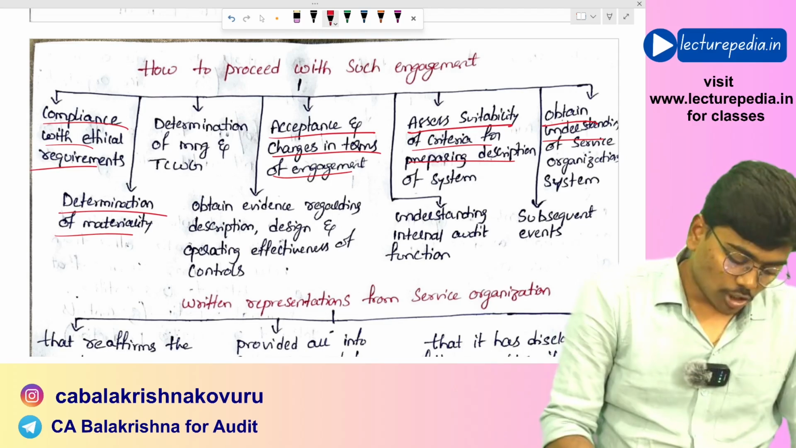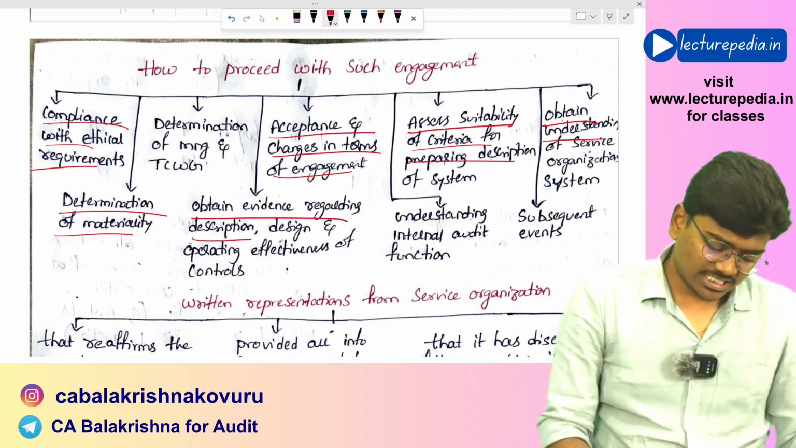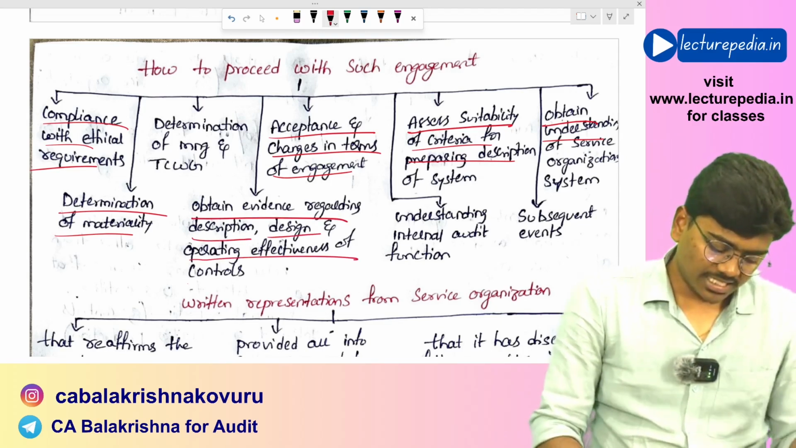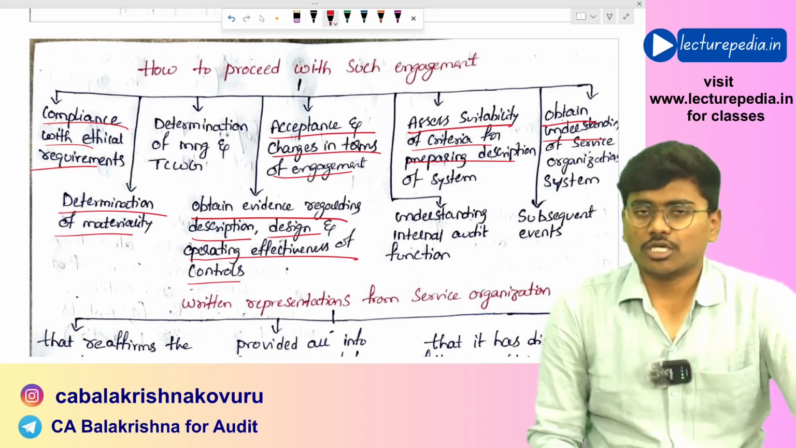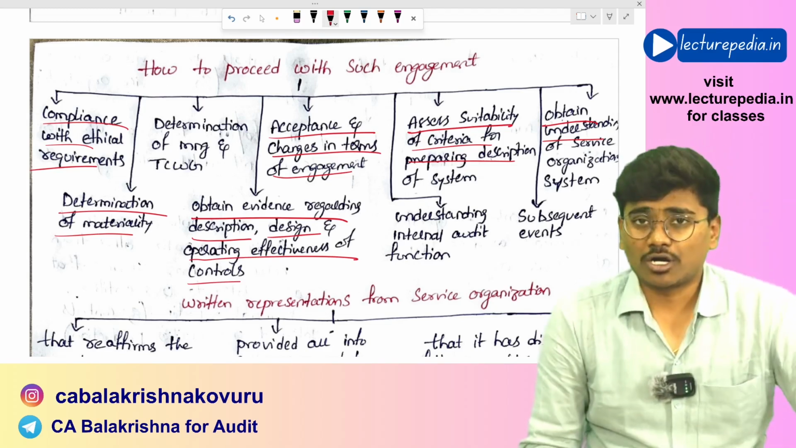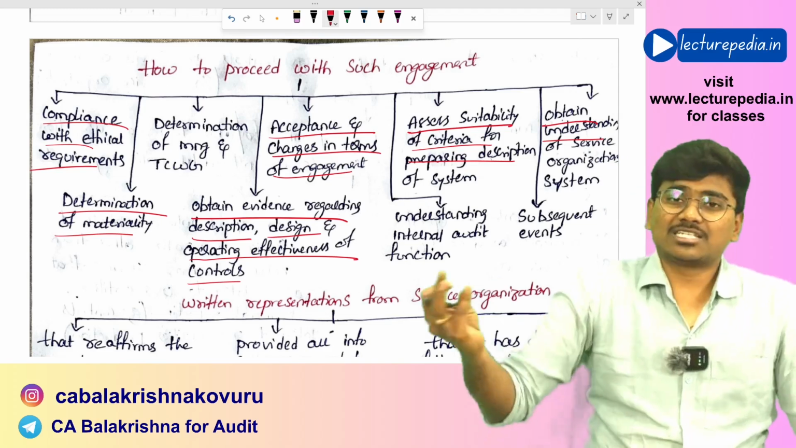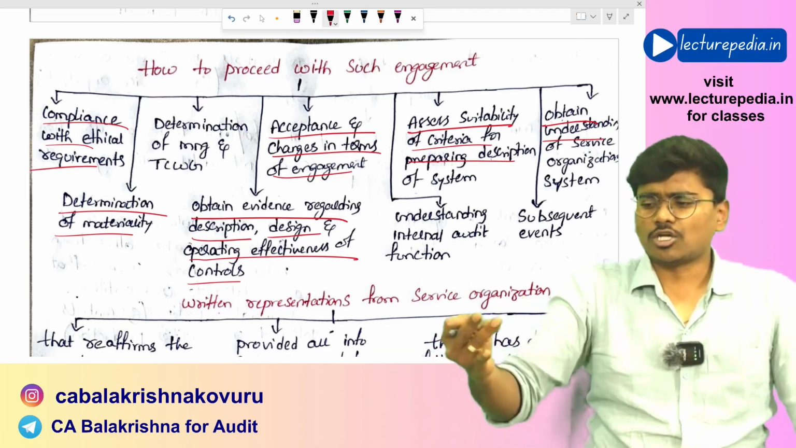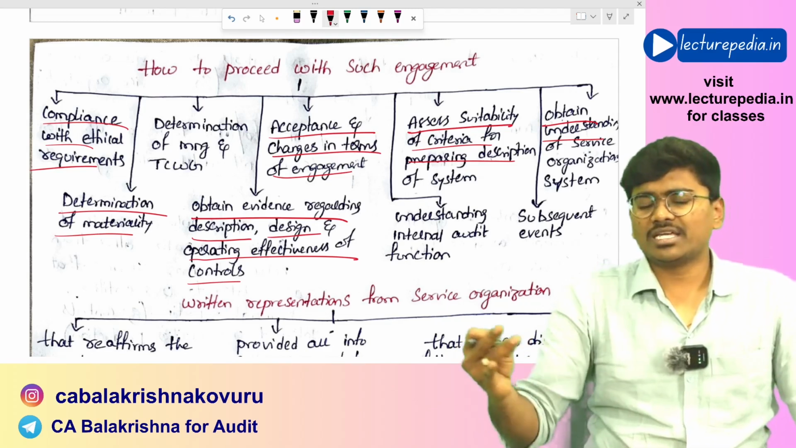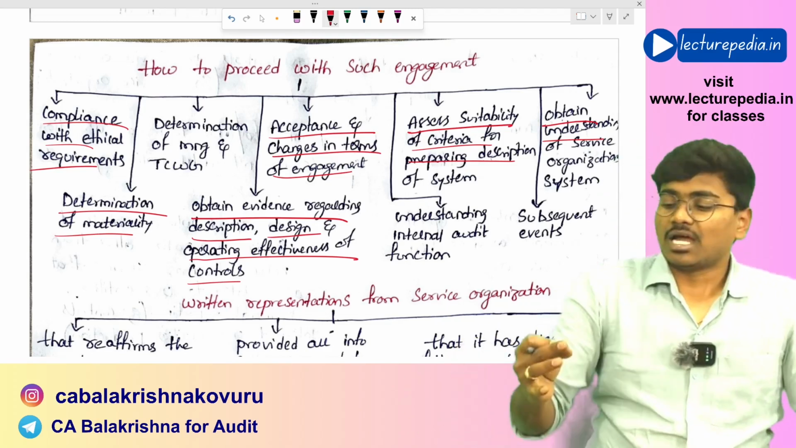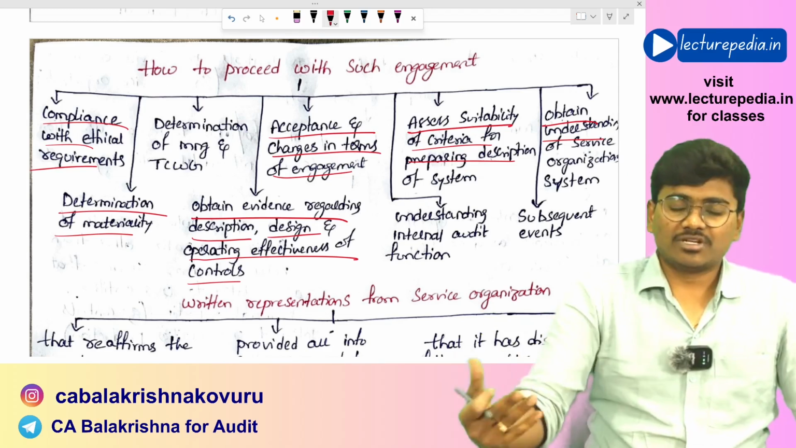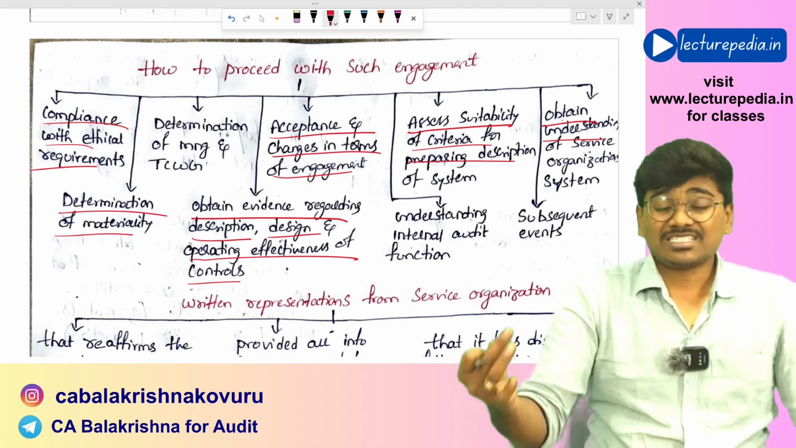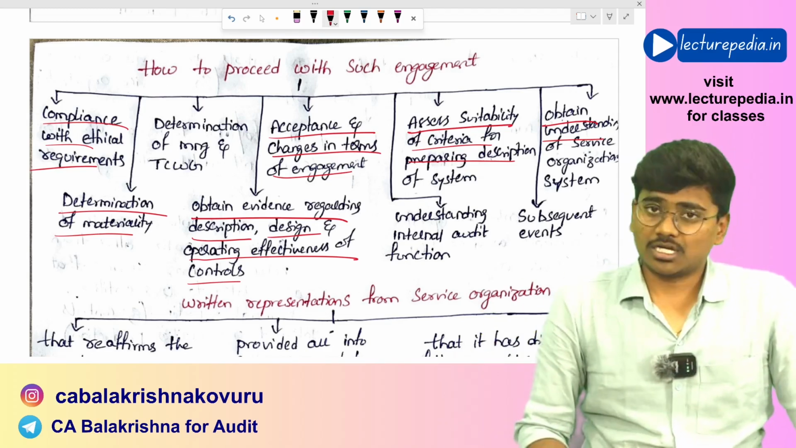And obtain evidence regarding description, design and operating effectiveness of the controls. You should obtain sufficient appropriate audit evidence with respect to description of the system, and with respect to operating effectiveness of the system. This operating effectiveness you will obtain only in case you are giving a type 2 report. And evidence with respect to design and implementation of the controls.